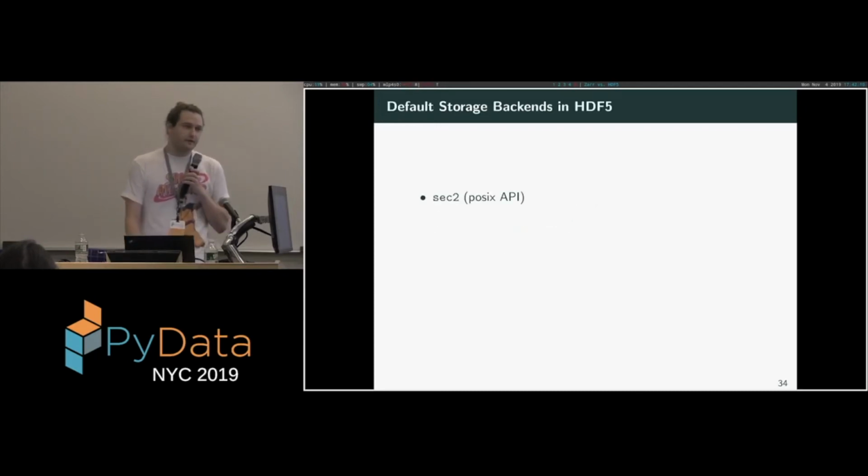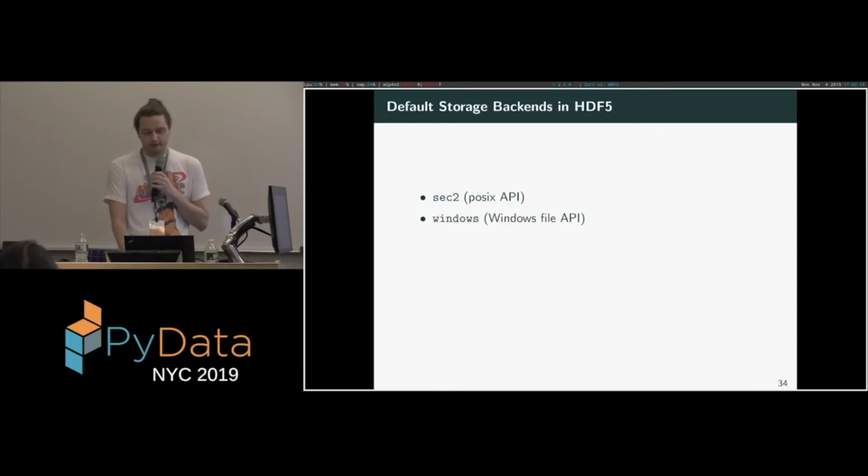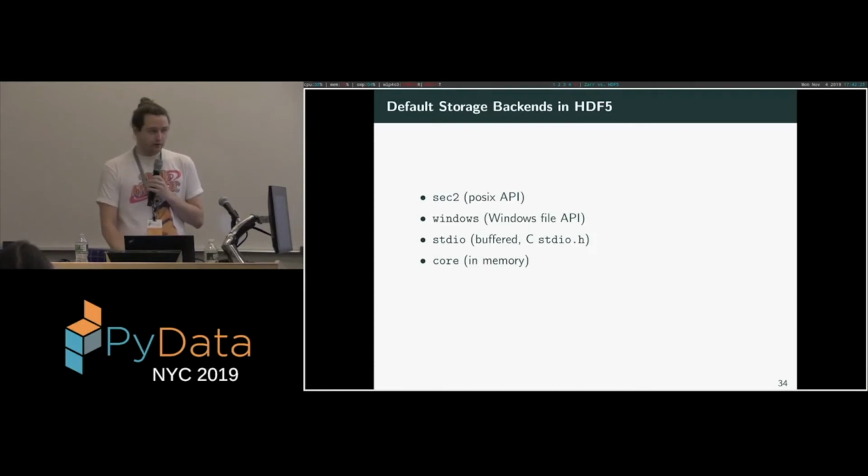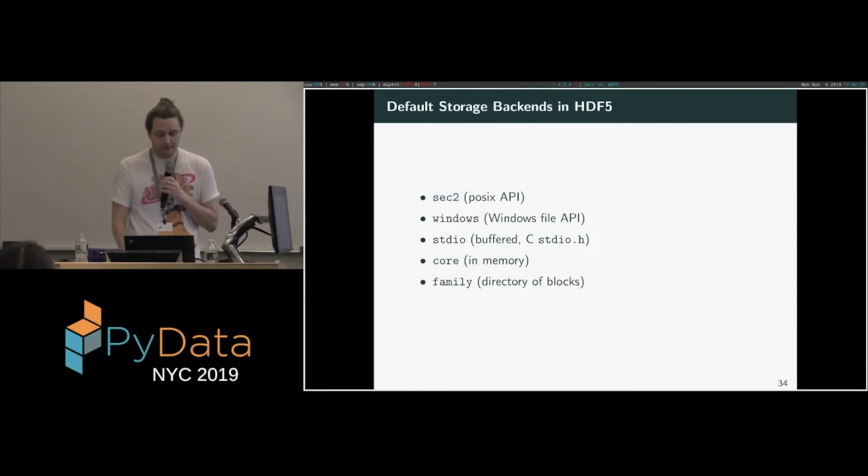The default storage backends that come in HDF5, the first one is called sec2. Don't know why it's called that, but it uses the POSIX file API to do unbuffered access. There's a Windows driver for using the Windows file API, stdio for doing buffered C standard I/O stuff, core, which is in memory, so the file will be used purely in-memory, and then family, where it stores a directory of blocks.